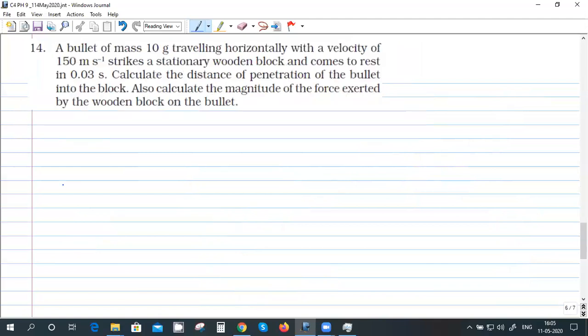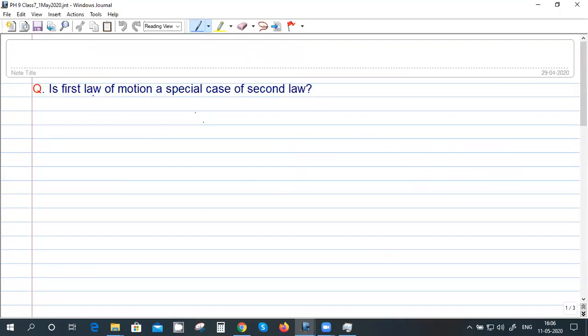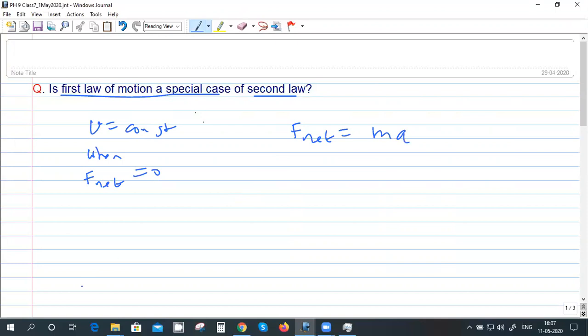This momentum concept I want to explain. Okay, can you answer this question? Is the first law of motion a special case of the second law? There are three laws. The first law is that when F net is 0, then the velocity is constant. So the first law states that velocity equals a constant when F net equals 0. What is the second law? F net equals mass times acceleration.